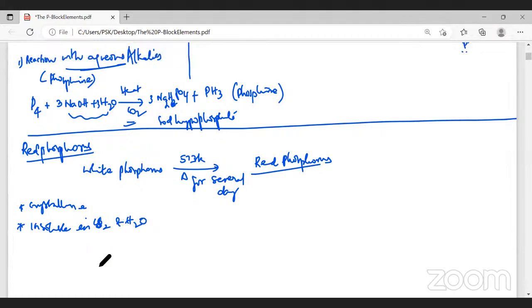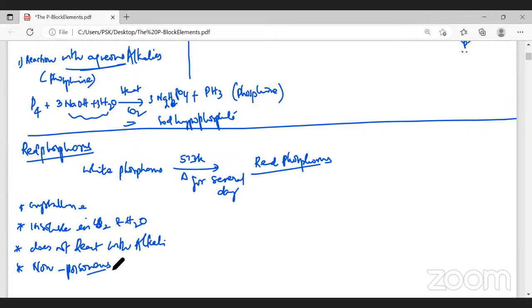And it does not react with alkali. This red phosphorus is non-poisonous. So red phosphorus is non-poisonous, while white phosphorus is poisonous. Now, what is the structure of red phosphorus?